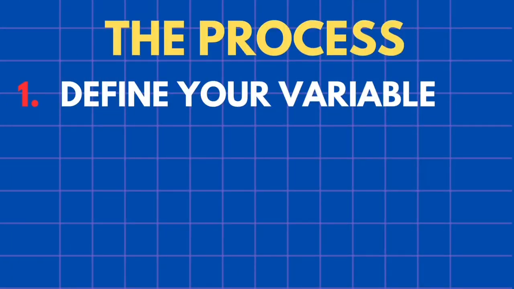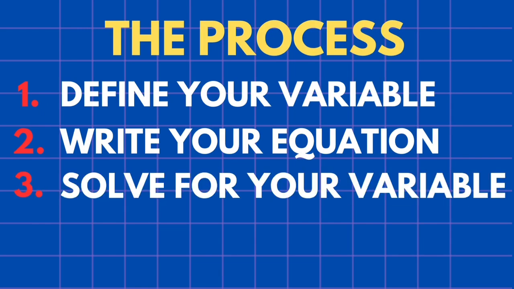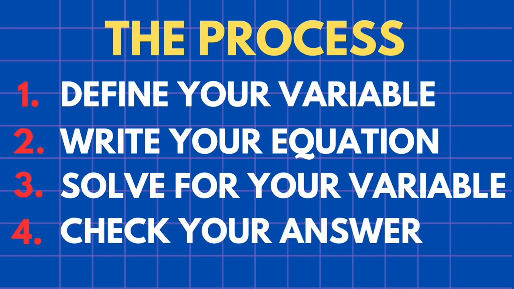Here's a simple 4-step process to solve almost any algebra word problem. Step 1. Define your variable. Decide what the unknown is. Step 2. Write an equation based on the information given. Step 3. Solve for the variable. And Step 4. Check your solution and make sure it answers the question.